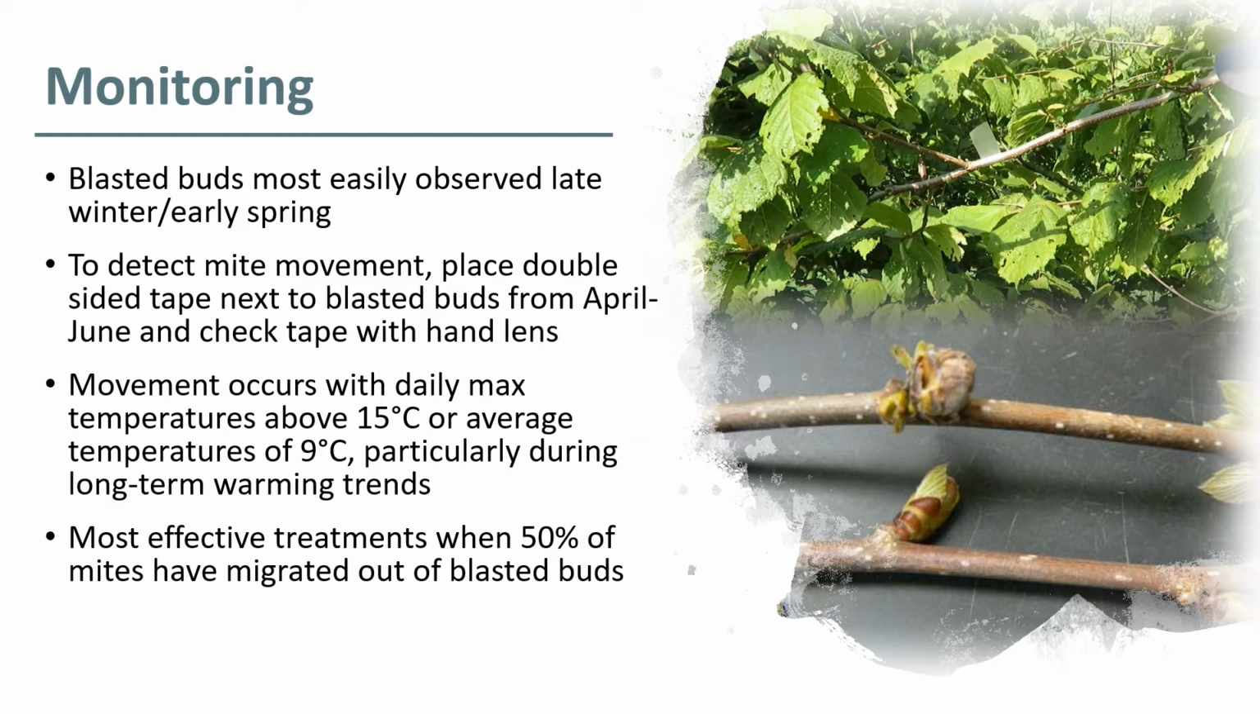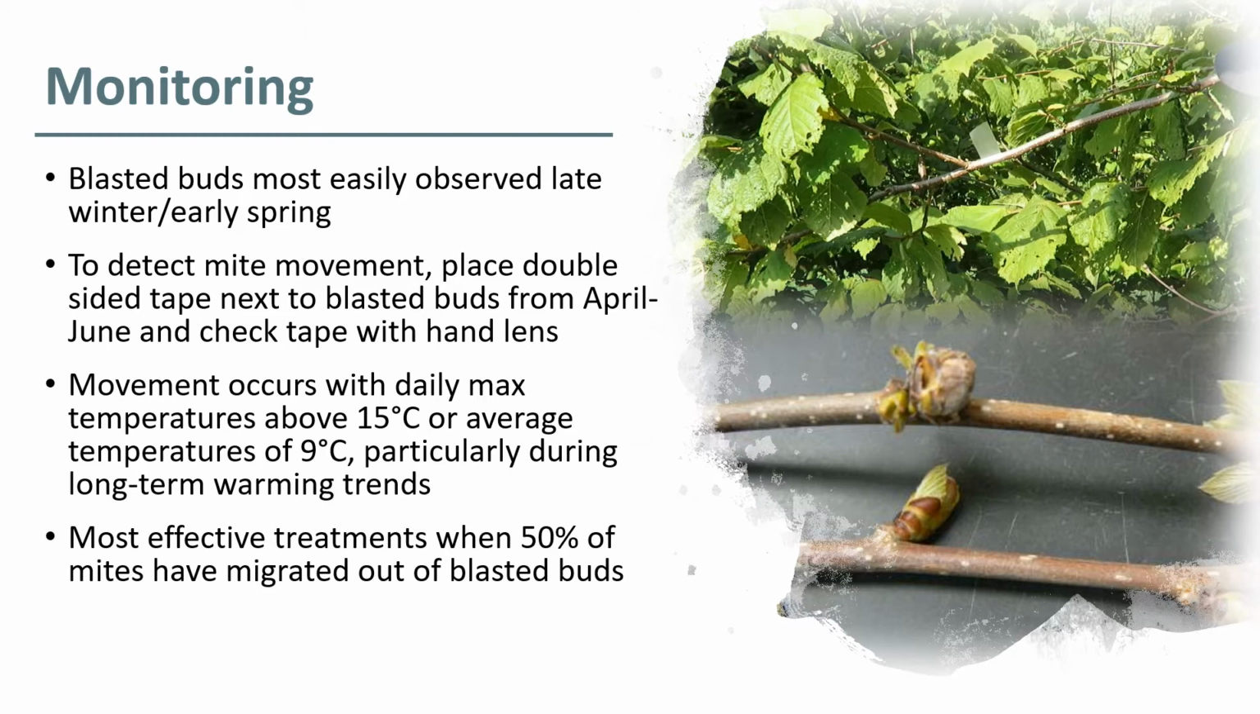But if you're looking to time controls, then what you want to find is that critical period of mite movement when they leave the blasted buds and move into the newly formed buds. And that happens between April and June. And one way to check that is to take double-sided sticky tape, which is just basically a double-sided Scotch tape that you can buy at Walmart or Staples or any store that sells tape really, and wrap that tightly around hazelnut branches or twigs at the base of where there is a bud.